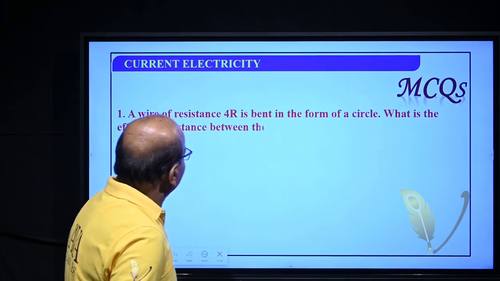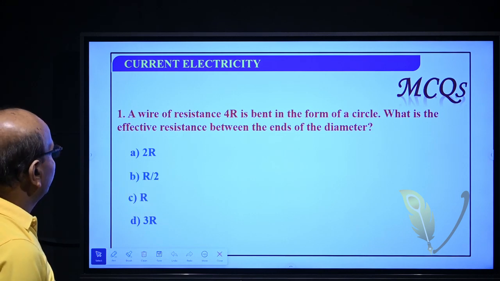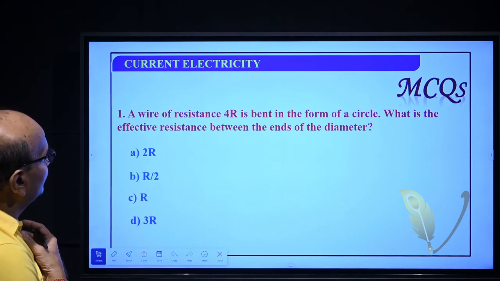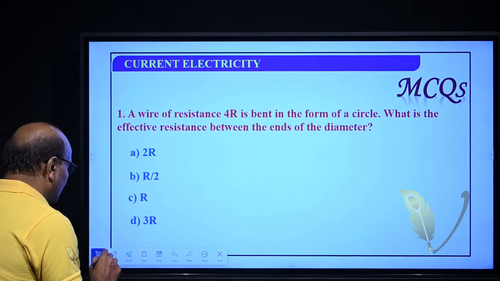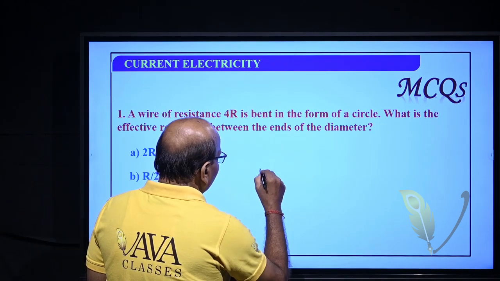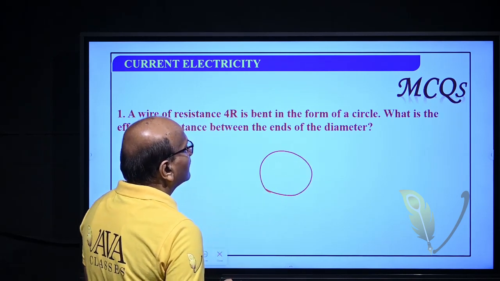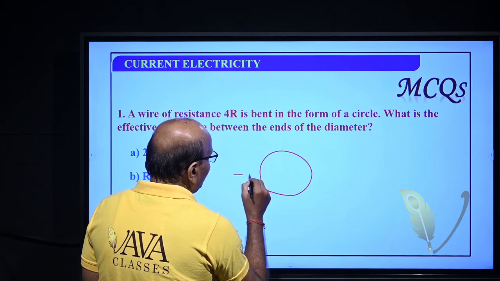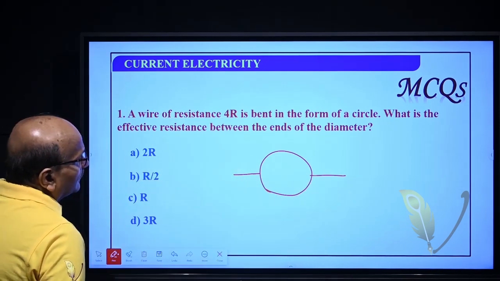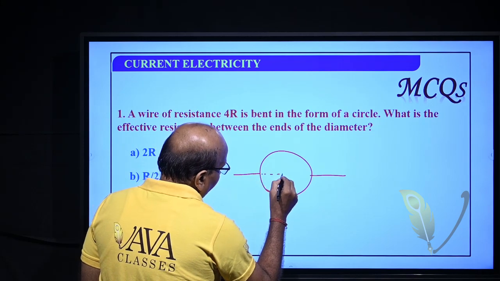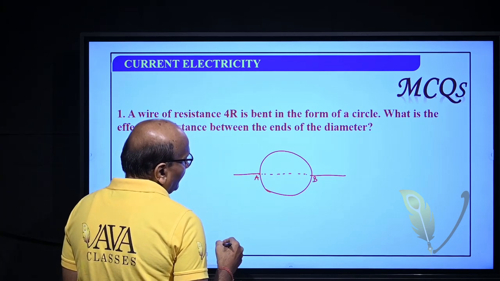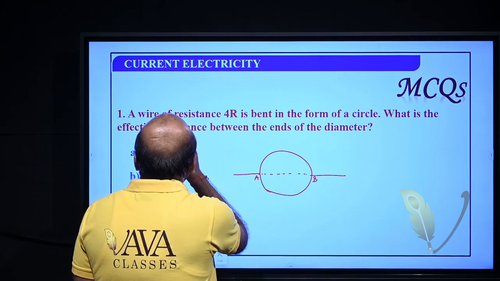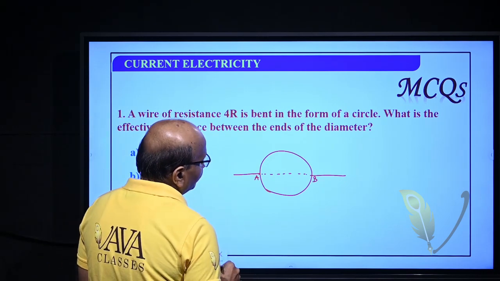Now let us see the MCQ questions. First, a wire of resistance 4 ohm is bent in the form of a circle. What is the effective resistance between the ends of the diameter? So, here this is a circle and the resistance of this will be 4 ohm. These are the two ends of a diameter, A and B. Now we will calculate the effective resistance between A and B.